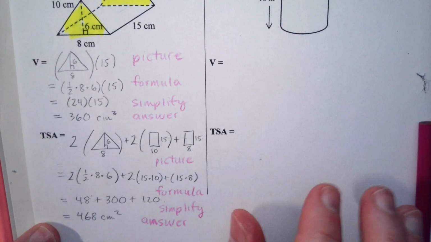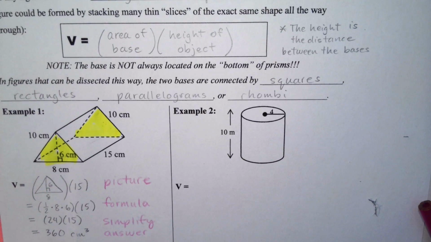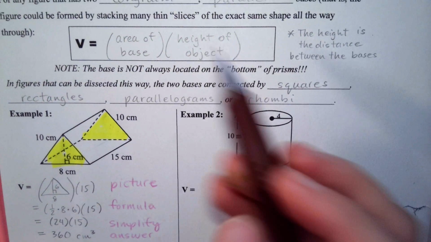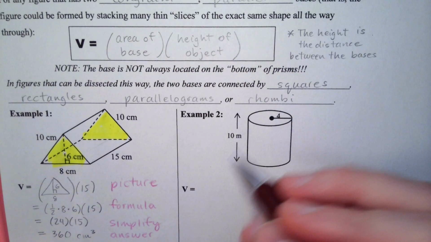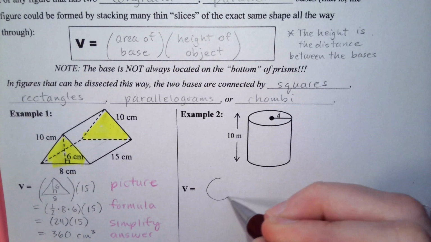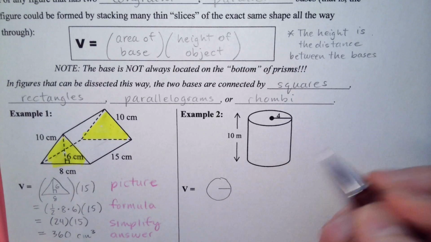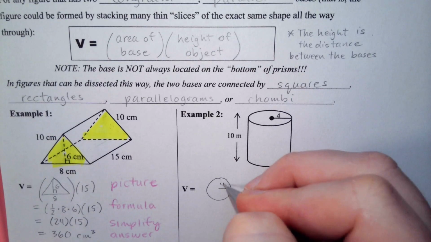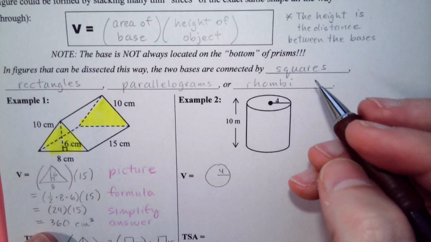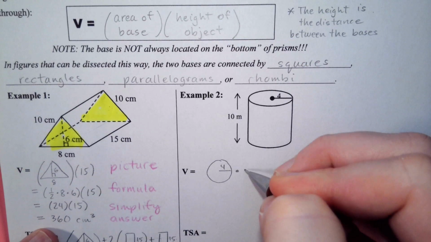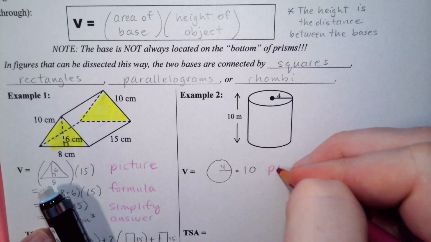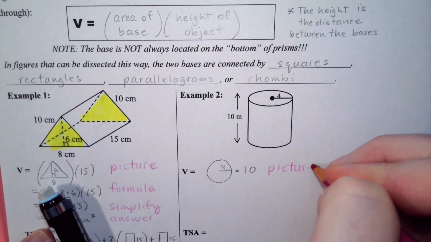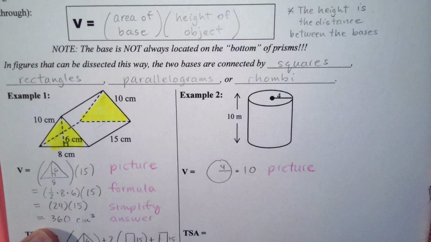Okay, a cylinder. Now the volume of the cylinder is just the same formula as this, the area of the base times the height of the object. So the picture step, well, the base is the circle. The important thing to find the area of that circle is the radius. I'm going to draw that in there. And then the height of the object is 10. So we got our picture equation. I drew the base and then times the height of the cylinder.